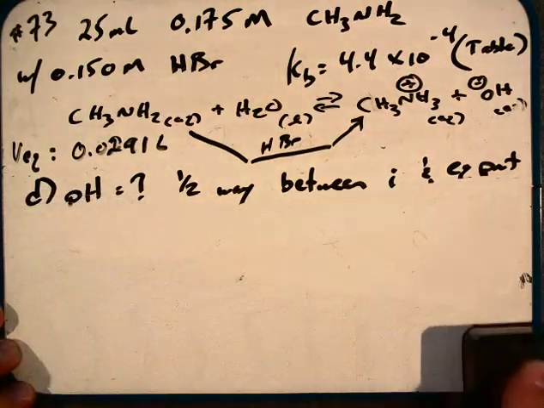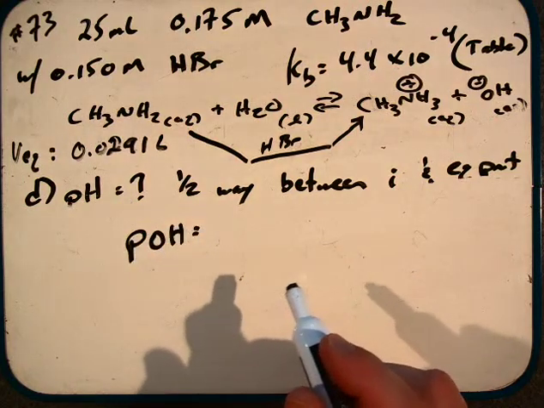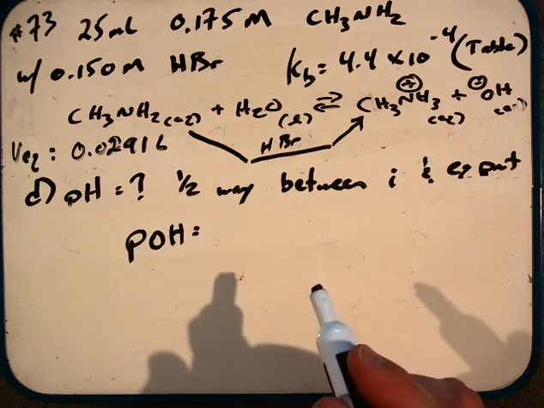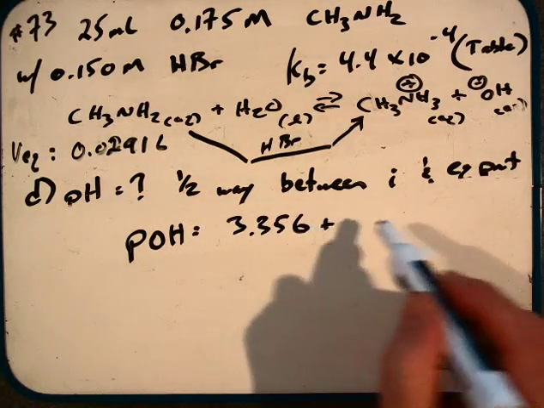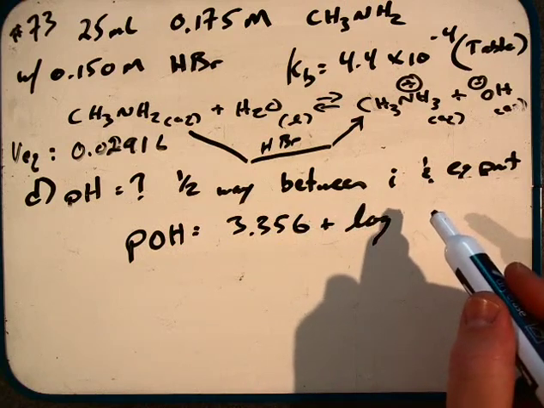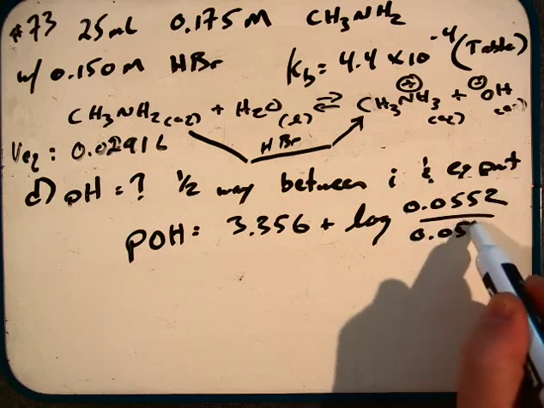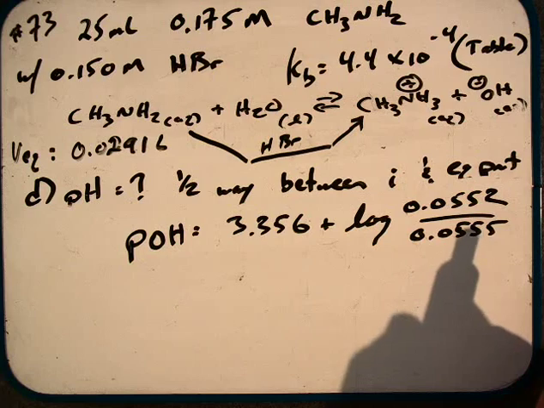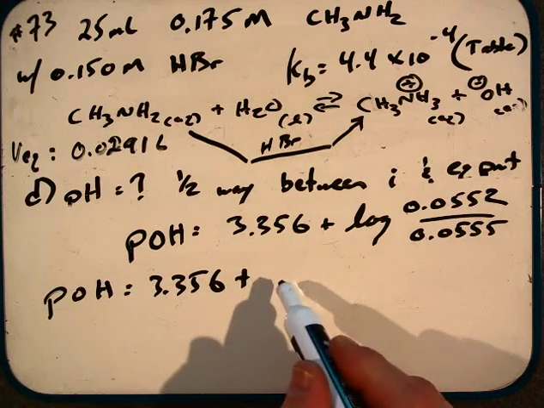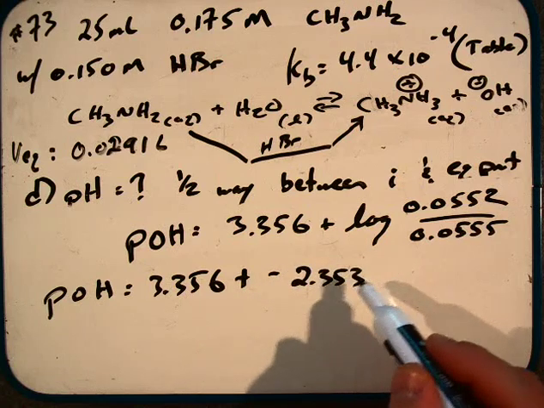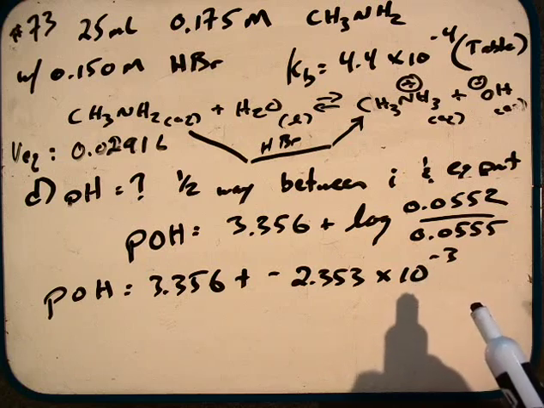And if we go further and plug it into our Henderson-Hasselbalch, right, our pOH was equal to our pKb. And remember that pKb was equal to 3.356. And so we're going to take the log now of those two new concentrations. Our conjugate was the 0.0552, and then our parent was 0.0555. And so that means our pOH is equal to 3.356 plus a negative 2.353 times 10 to the negative third. Very, very, very small value.